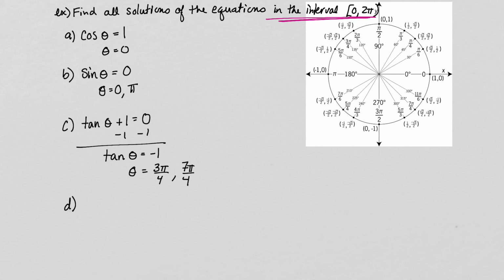What about 2 sine theta plus square root of 3 equals 0? So again, I have to isolate the trig function. So the first thing I'm going to do is take that root 3 and move it to the other side. So we have 2 sine theta equals minus root 3. Divide both sides by 2. So we're looking for when is the sine of theta equal to minus root 3 over 2?